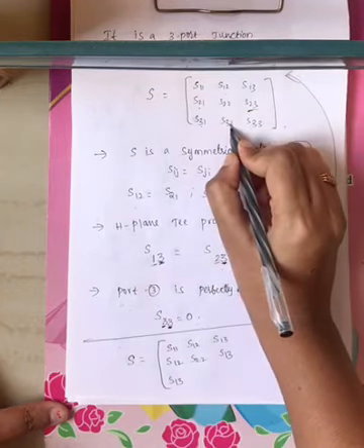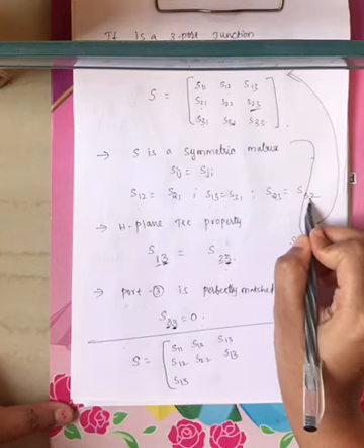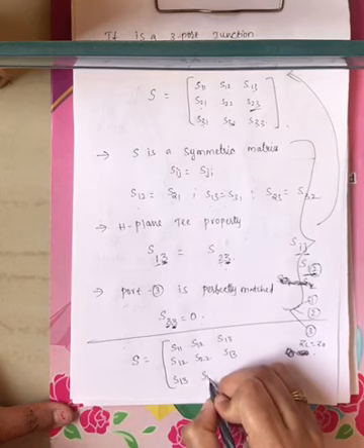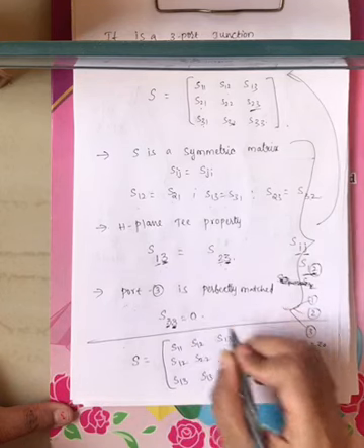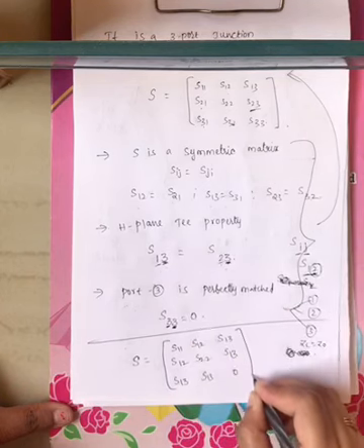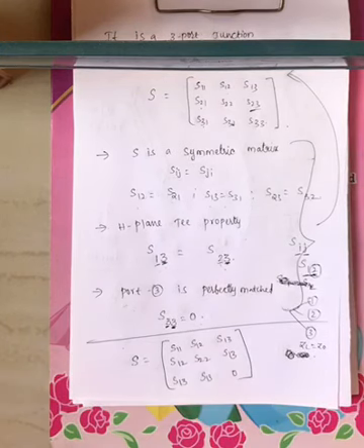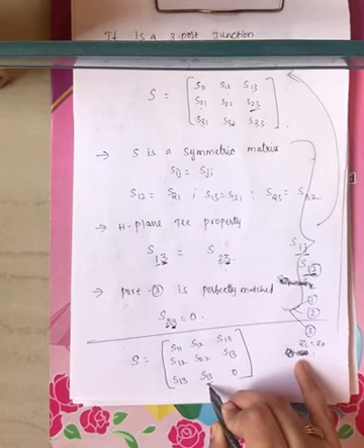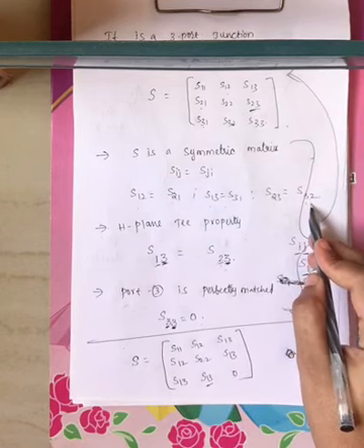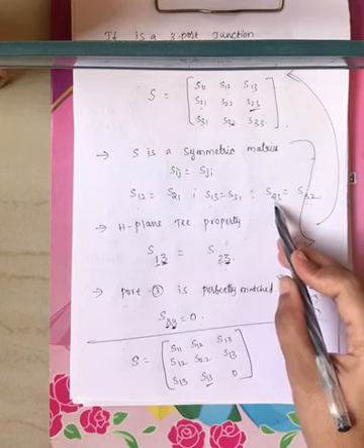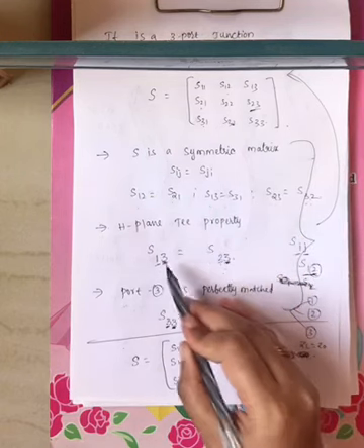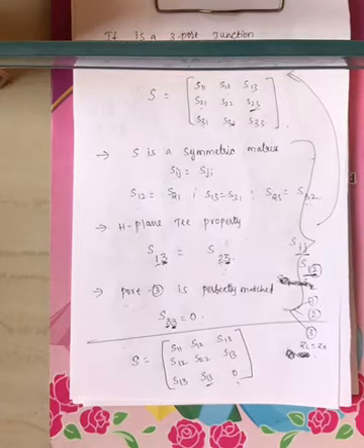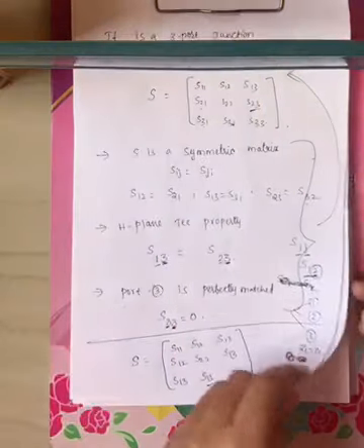Now S32. Only this will get confused if I substitute all the values. From the symmetric property, S32 equals S23. Now again from the H plane T property, S23 is nothing but S13. That's why you will get S13, and S33 is perfectly matched, so you will get it as 0.